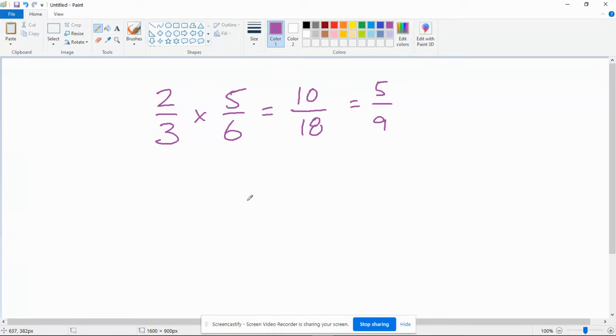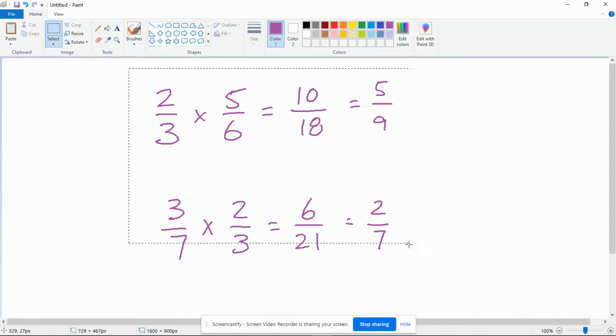That's it. Another quick example, 3/7 times 2/3 would be 6/21, which you can then divide both those by 3, would give you 2/7. That's it. That's how you multiply fractions.